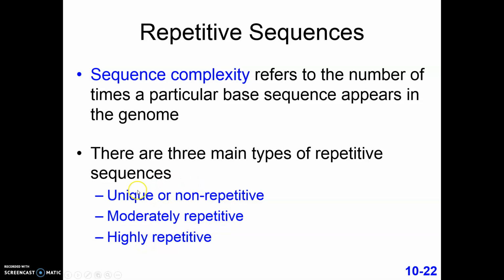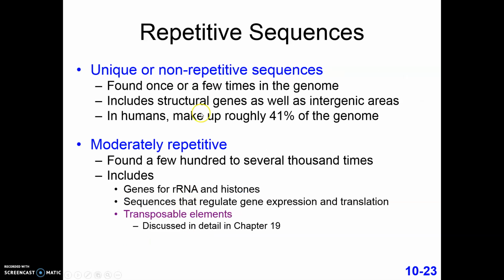So let's take a closer look at what these different types of sequences have. Starting off with unique or non-repetitive, this is where you only find it once or a couple of times in the genome. Remember that each eukaryotic genome has two complete copies of their genome for sexual reproduction. So consequently, there's always going to be at least two sequences.